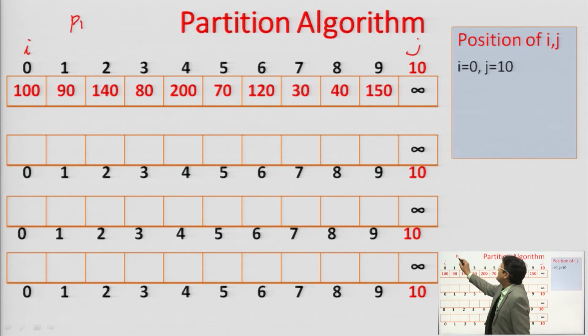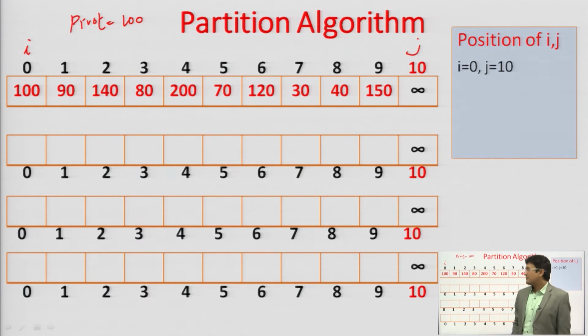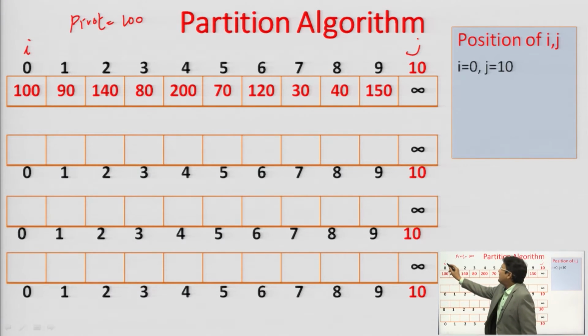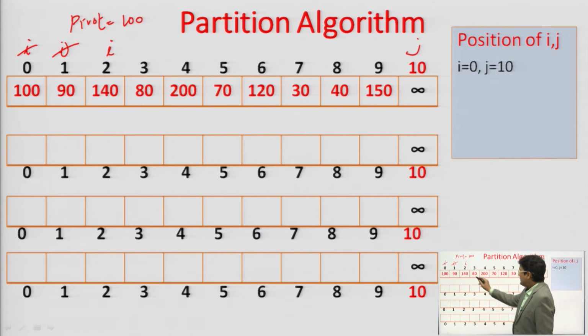Here the pivot is the first element. You can take any element as a pivot, but here we are taking only the first element as a pivot. So, the pivot is the first element, that is 100 in this case. Now, we increment i from 0 to 1 and see if this element is larger than the pivot. So, this is not larger than the pivot. So, we increment i again. This 140 is larger than the pivot. So, we stop i here, and then we decrement j.